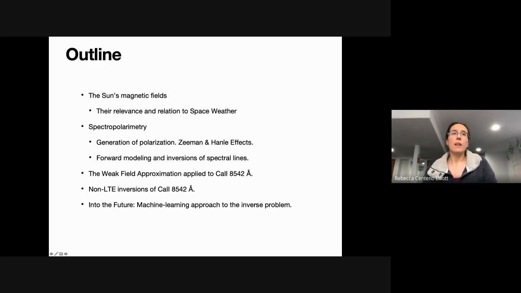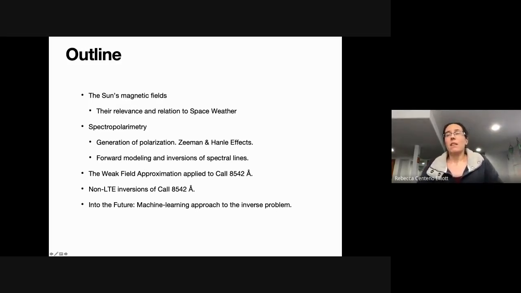And then I'll talk about the two specific subtopics of this colloquium. There are two diagnostic techniques that I'm going to be assessing, their validity and range of validity, when applied to a specific spectral line that forms in the chromosphere of the sun, and how well these techniques infer the magnetic conditions in the sun's chromosphere. And then at the very end, I'm going to give a brief glimpse into the future and how we are now using machine learning techniques to approach the spectral line inversion problem.